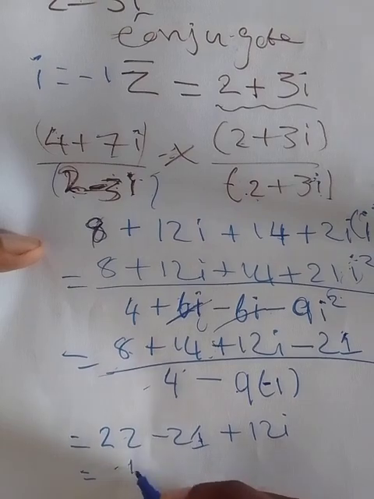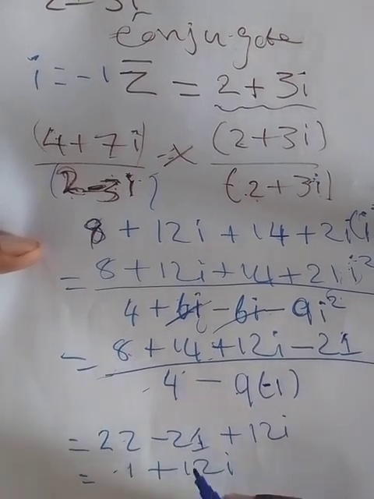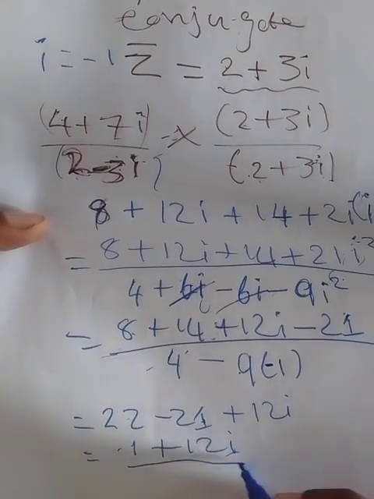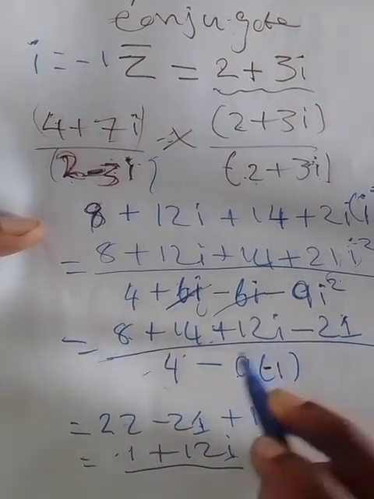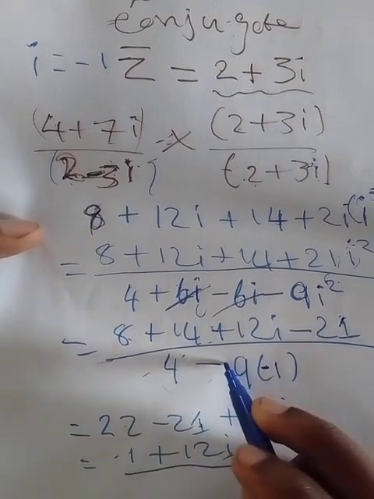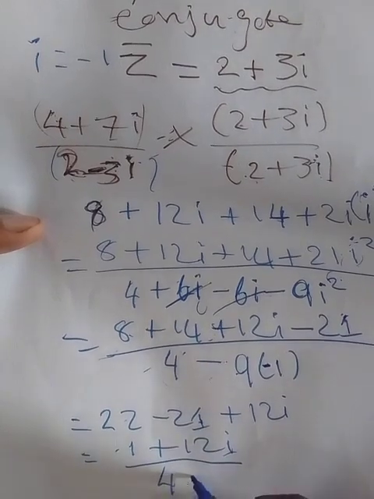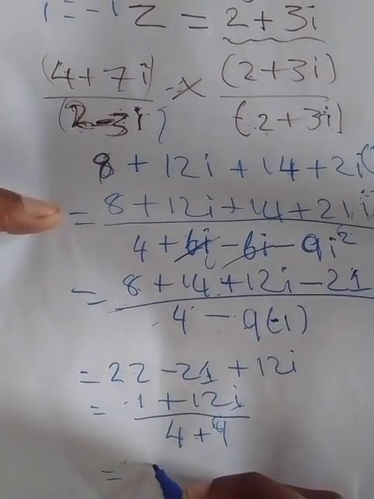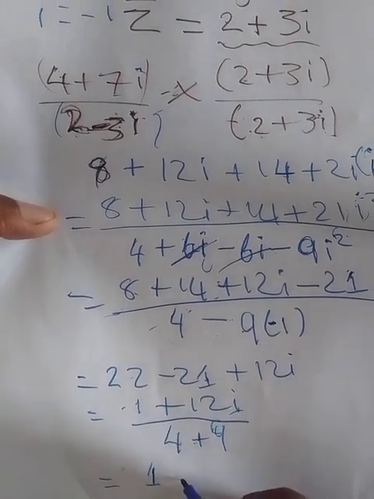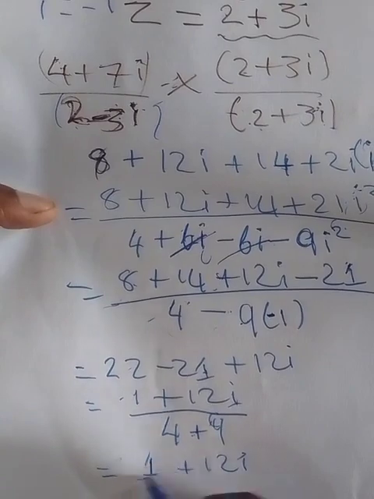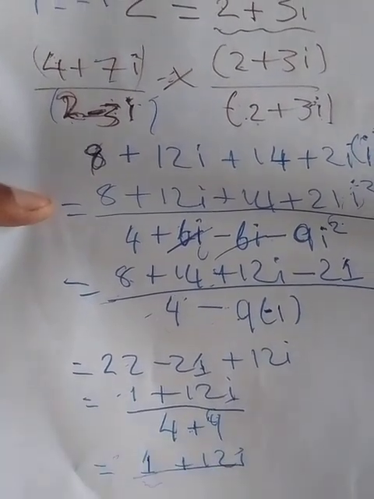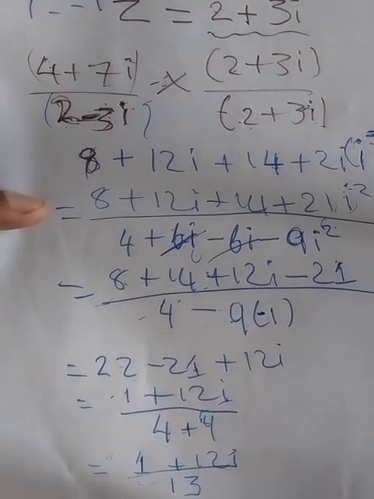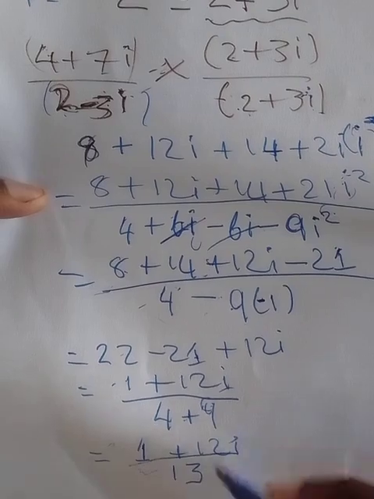The i should be on this side because the imaginary part should be on the right hand side. When you simplify this, negative times negative gives you positive, so here you're just going to have positive 4 and positive 9. You can simplify this further. So you're going to have 1 plus 12i over 9 plus 4, that will give you 13. Okay, so you've evaluated. Now they have said to leave your answer in standard form.